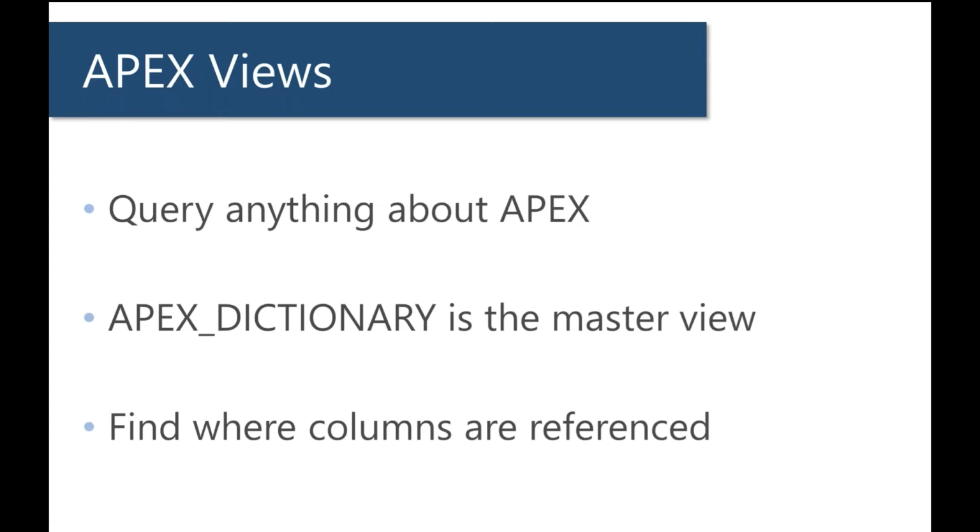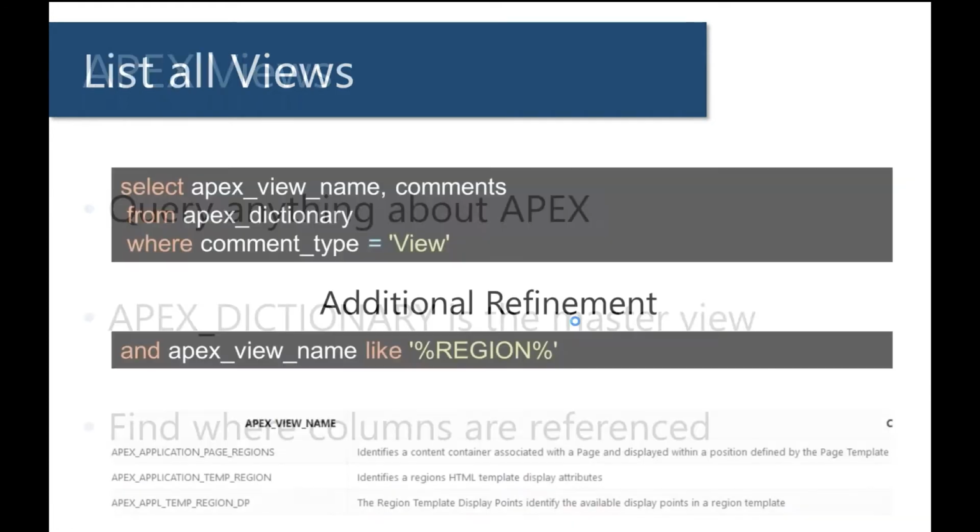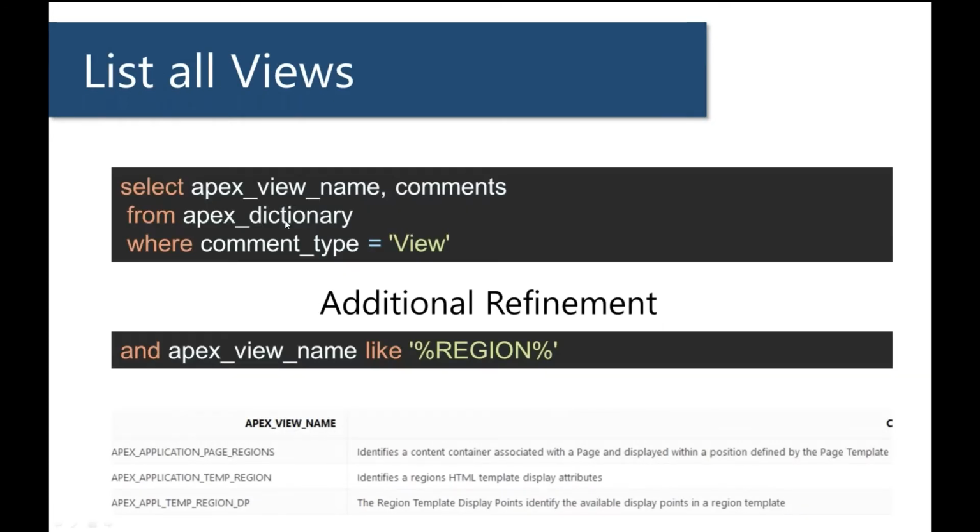So what are some ways in which we can use Apex Dictionary to find or read metadata? Well, one of the things that we could do is query Apex Dictionary where the comment type equals view. And additionally, if I'm trying to deal with regions and I want to know, hey, what metadata do I have that's related to regions? Well, I can see here, Apex view name, and I could say, Apex application page regions, temp region, application template region display points. So these are display points that might be available in region templates.